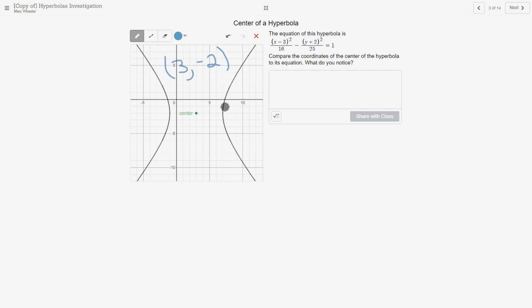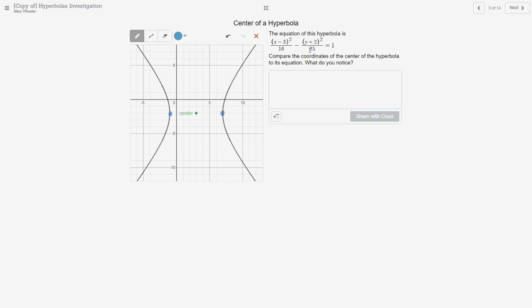I'm going to kind of go over some extra information on this one. It'll kind of help you out a little bit later. If you notice right here, I have x minus 3, and that's over 16. I'm going to think of that 16 as 4 squared. Well, it's underneath the x. It's in the denominator of the x term. That tells me horizontal. So that means that I would be going right 4 units and left 4 units from the center.